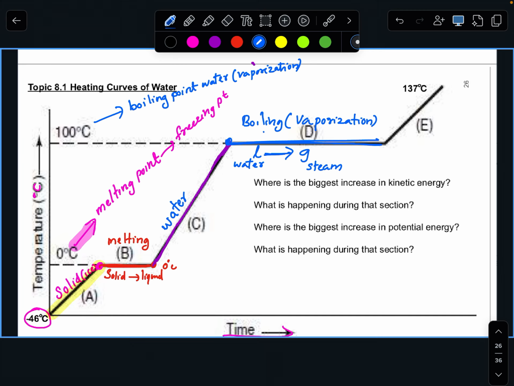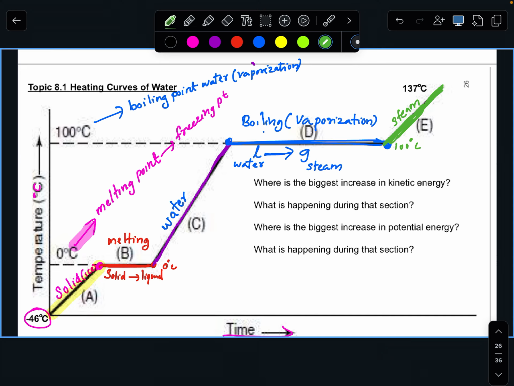Okay. So now in this line, you have steam at 100 degrees Celsius. Again, you will see a temperature change, and we are stopping here at 137 degrees Celsius. So temperature will keep on increasing if you are providing more heat. Okay. So this is how a heating curve looks.